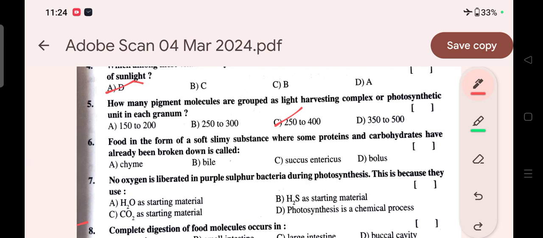Food in the form of a soft slimy substance where some proteins and carbohydrates have already been broken down is called? Slimy: chyme.